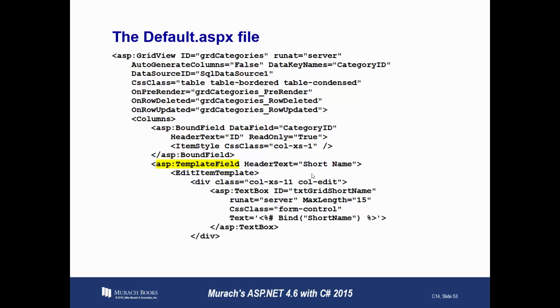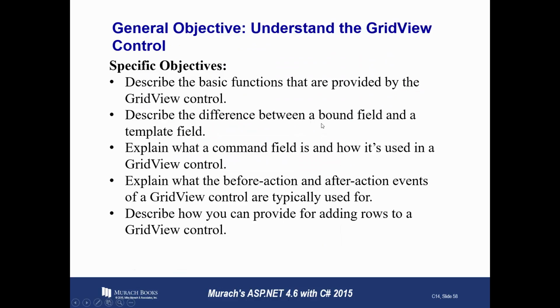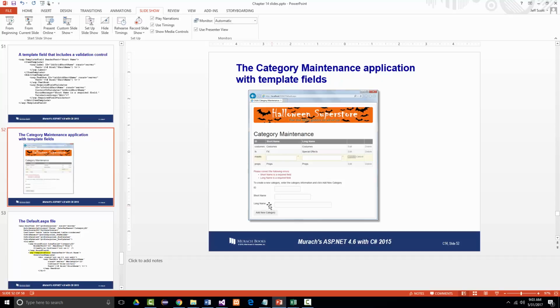That pretty much brings us to the end of the chapter. So in this chapter, we talked about the basic functions provided by the grid view control. Remember, the grid view control in many ways reminds you of a spreadsheet because it's like an HTML table. We talked about the differences between the bound field and a template field. We talked about what a command field was and how it's used. We talked about those before actions that end with ing and those after actions that end with ed. And we described how you can provide for adding rows to a grid view control.